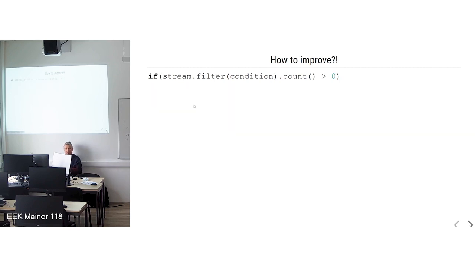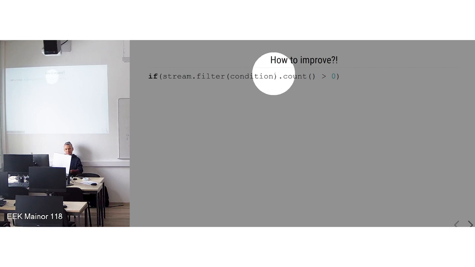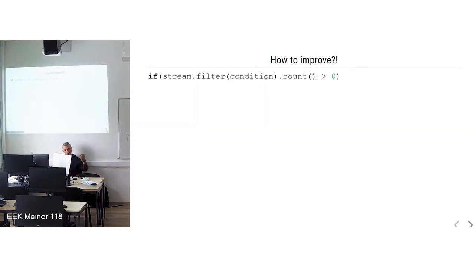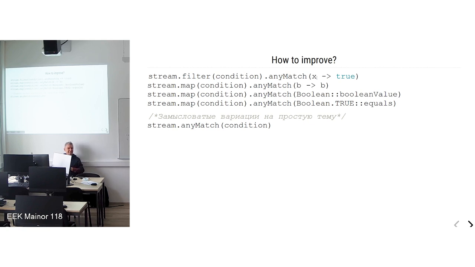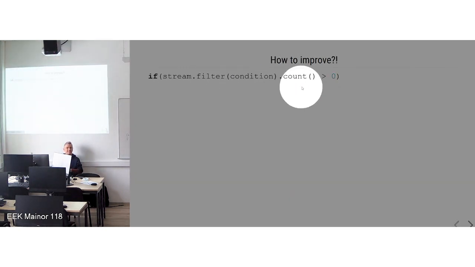Okay, how to improve this one? You are going to do something only if the stream has an element that... bigger than zero. No. The amount of elements that satisfy the condition is more than zero. Which is equivalent to what? Number of elements. Any match. Again, if anyMatch, it's already more than zero. Yes, exactly. Again, you can use anyMatch here.